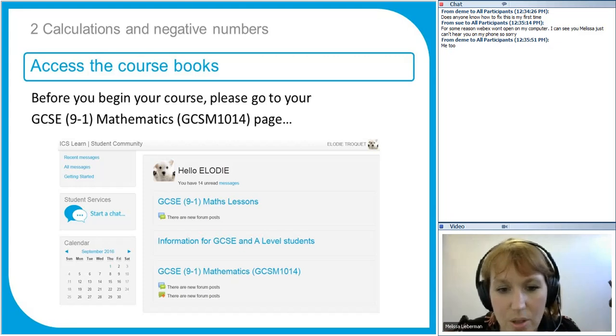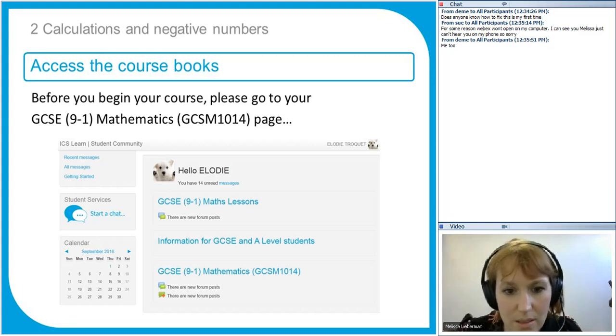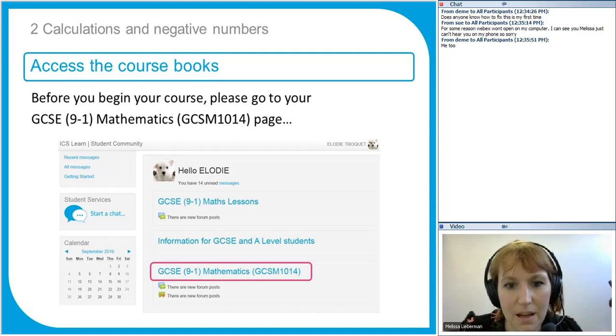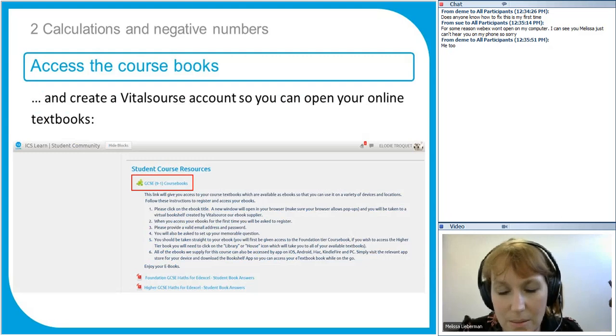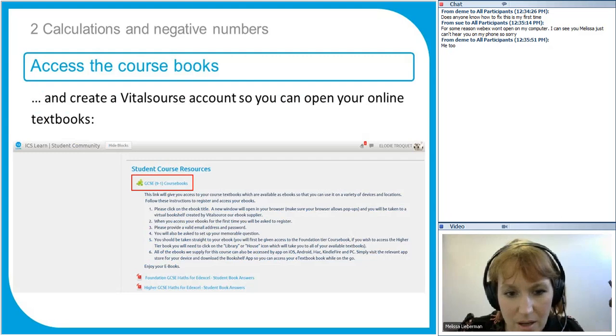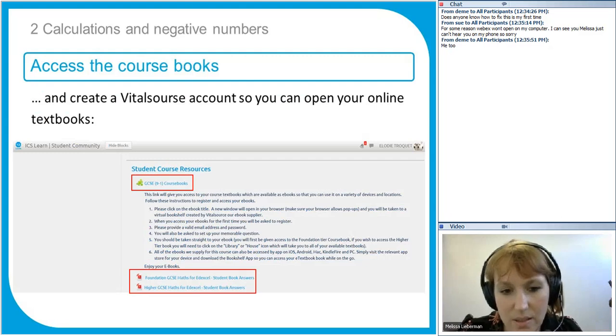To set up your textbook, you need to make sure that you go into your GCSE 9-to-1 maths course. So you have to scroll down from the home page on the ICS Learn Student Community, and then scroll down to where you see Student Course Resources. Click where you see this green jigsaw piece. If you haven't set it up yet, that will allow you to set up the textbook account with an email and password. The answers to these books are here. So these are the instructions for setting up the textbook for the first time.